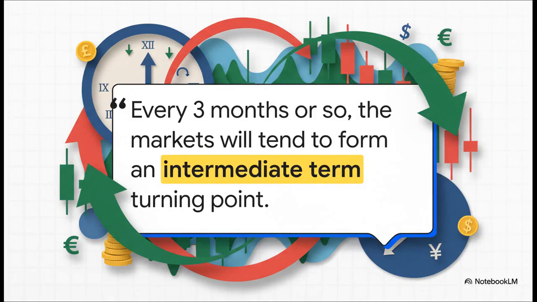Now this is the secret sauce for the timing. ICT calls this the quarterly shift, and the core concept is pretty simple. About every 3 months, the market has a tendency to carve out a major turning point. This recurring cycle is the very first signal we look for. It's what sets the entire stage for a potential mega trade.